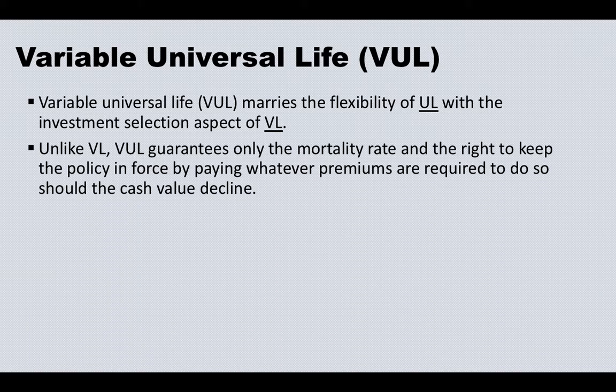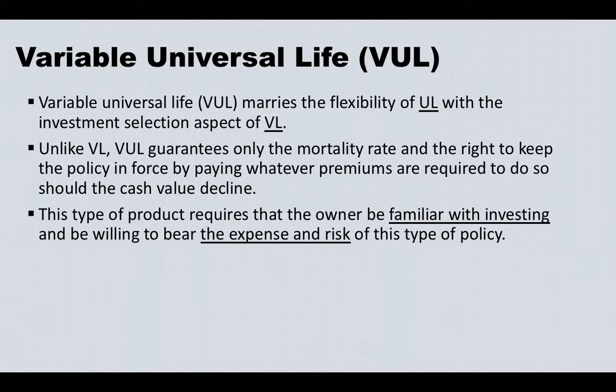So unlike variable life, variable universal life guarantees only the mortality rate and the right to keep the policy in force by paying whatever premiums are required to do so should the cash value decline. They basically tell you, well, they may only guarantee the mortality rate, then they guarantee nothing else. They guarantee no death benefit. They guarantee no cash value. So they guarantee nothing. So basically, that's variable universal life.